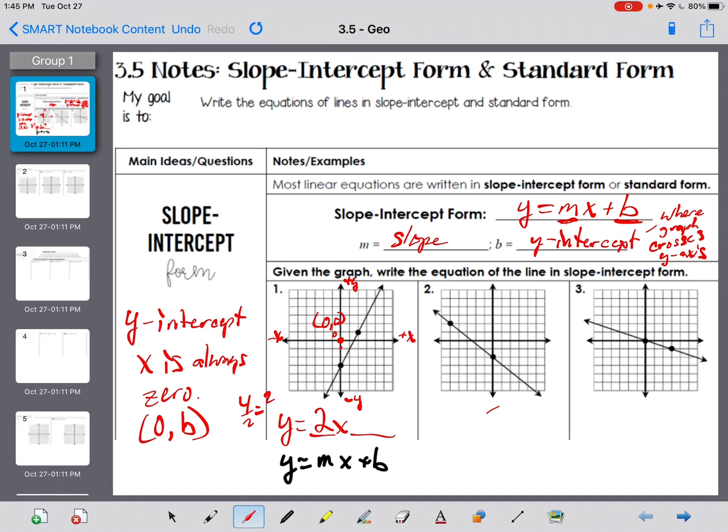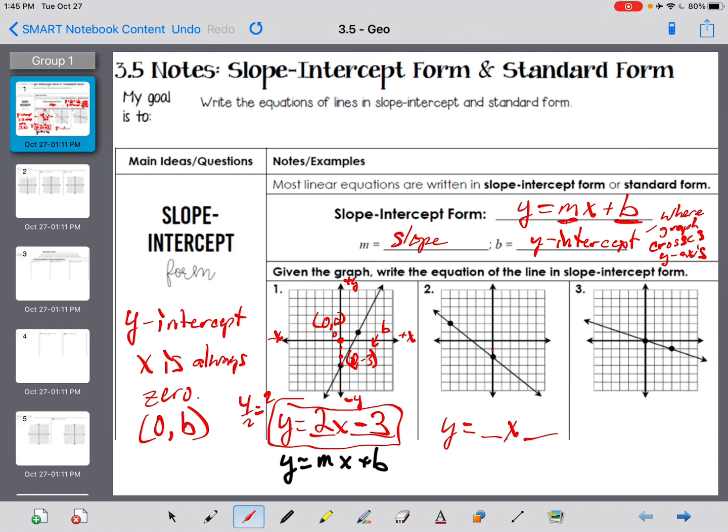So I don't go anywhere left or right. I just go down 1, 2, 3. So that's at 0, negative 3. And here my x is 0. So my b is negative 3. So I'm just going to put that at the back. And that's the slope-intercept form. Okay? Once you get used to it, it goes a lot easier.